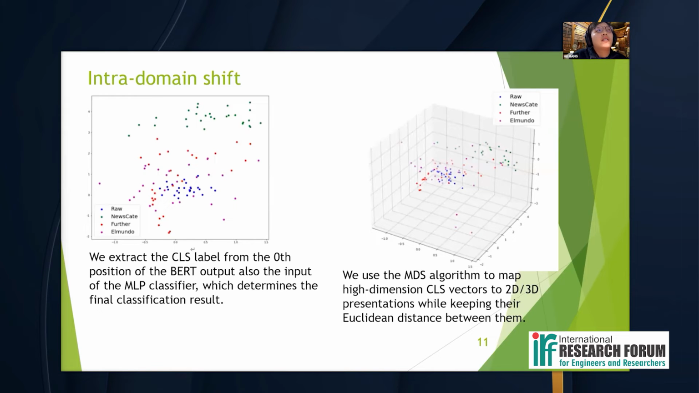And here we extract the class label, which is in the zeroth position of the BERT output, which is also the input of the MLP classifier, and this determines the final classification results. For the visualization, we use the MDS algorithm to map the high dimension vector to 2D or 3D presentations while keeping the Euclidean distance between them. We randomly pick samples from the datasets and extract the class label outputs.